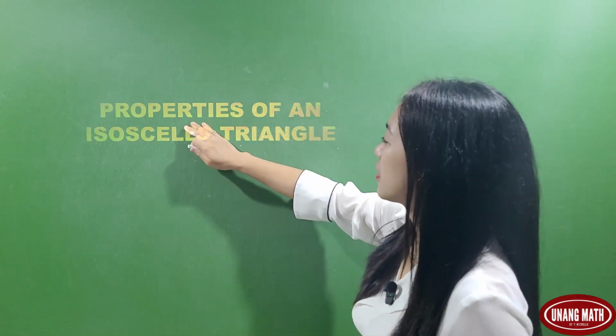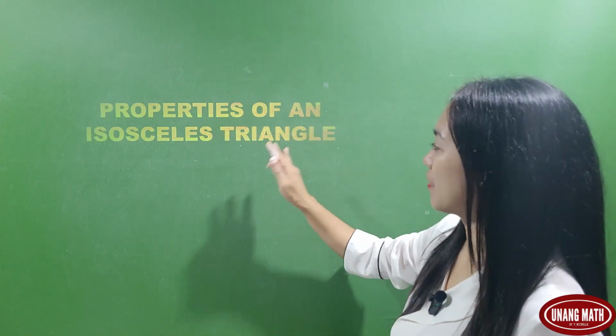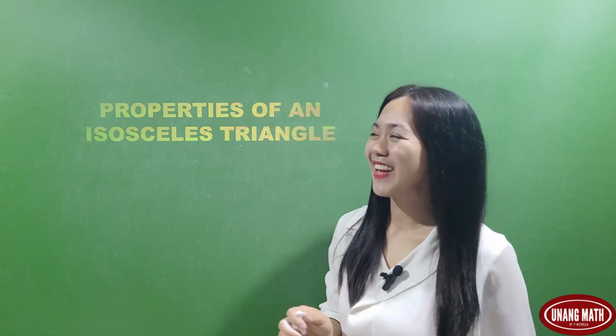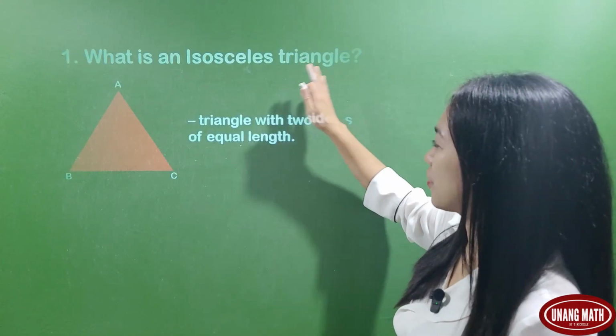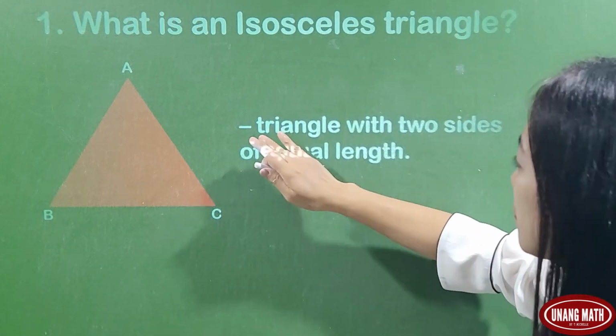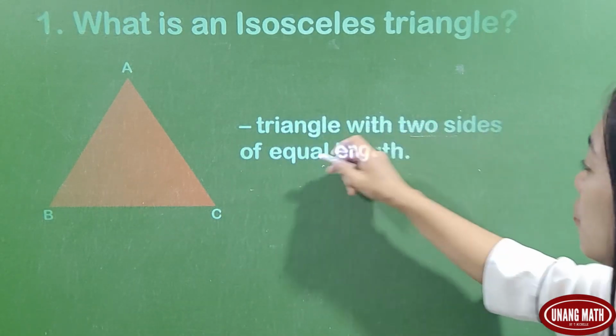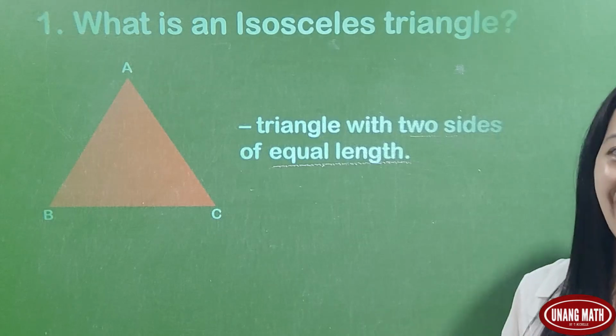In this episode, I will be covering this lesson about the properties of an isosceles triangle. Okay, let's start by defining isosceles triangle. Isosceles triangle is a triangle with two sides of equal length.